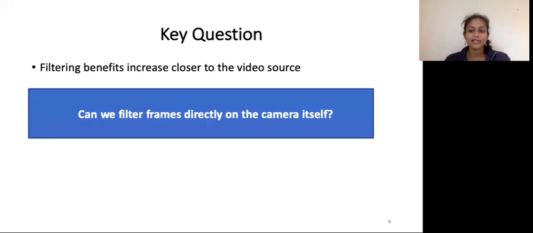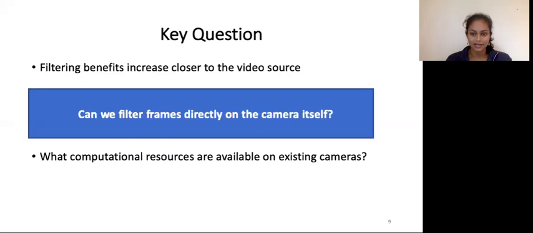So then the key question we're addressing in this project is, given the rise of smart cameras, can we take that to the logical extreme and filter frames directly on the camera? Given that we have some computational resources there, what kind of filtering can we do with them? Two things we need to know to answer that. One, what kind of resources are available on existing cameras? And two, how well do these existing solutions work on cameras?